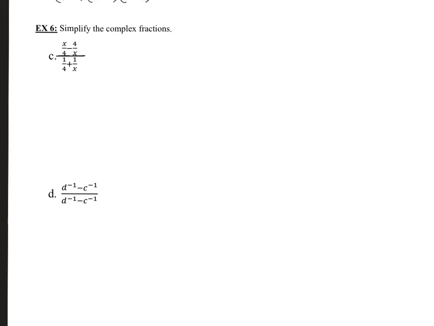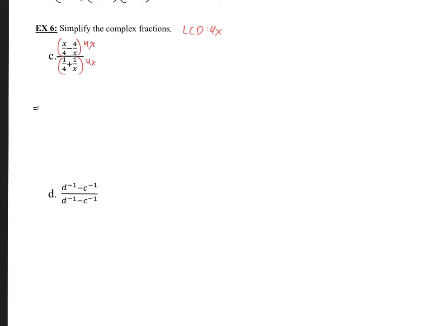To do that, we're going to use the building up property, and we're going to create an LCD. So looking at the mini fraction denominators, what's the LCD? Well, it's going to be 4x. So then I'm going to go ahead and multiply the top and the bottom of the fractions by our LCD of 4x. And I'll expand this to show you what's happening.